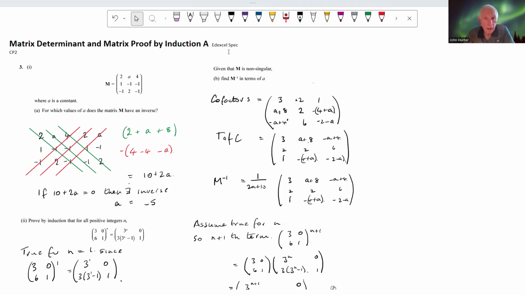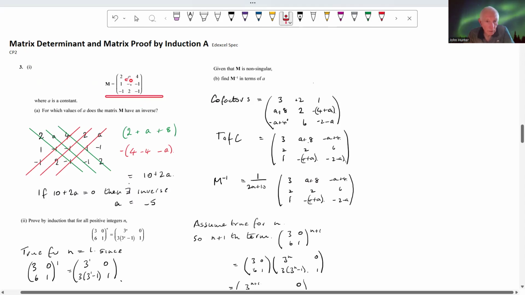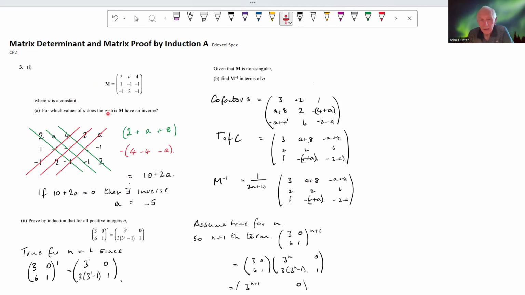Right, so this is from Edexcel, the specimen paper for Core Pure 2. So let's have a look. It's manipulation of matrices, really. So here's our matrix. We've got a constant a in there. Now, they like these questions because your calculators can't really cope with you putting unknowns in, or run-of-the-mill calculators can't anyway.